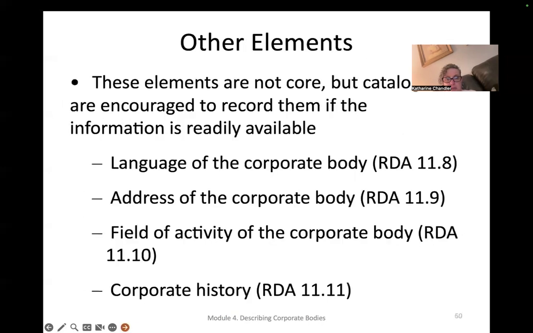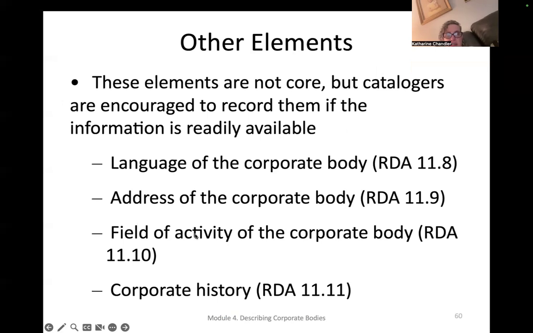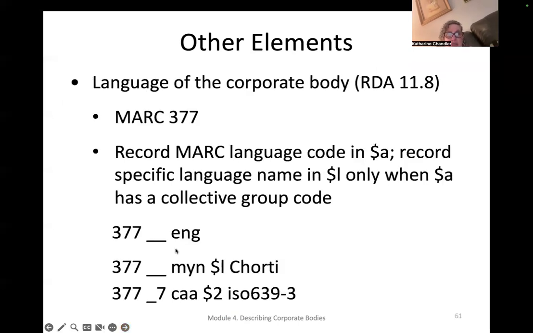These elements are not core, but catalogers are encouraged to record them if the information is readily available. Language of the corporate body, address of the corporate body, field of activity of the corporate body, and corporate history. Language of the corporate body, MARC 377. Record MARC language code in a subfield A, record specific language name in subfield L only when subfield A has a collective group code.